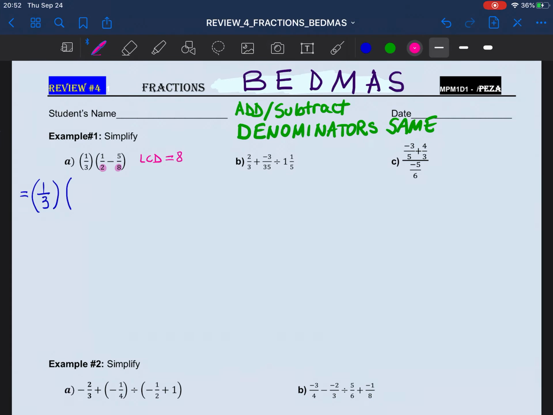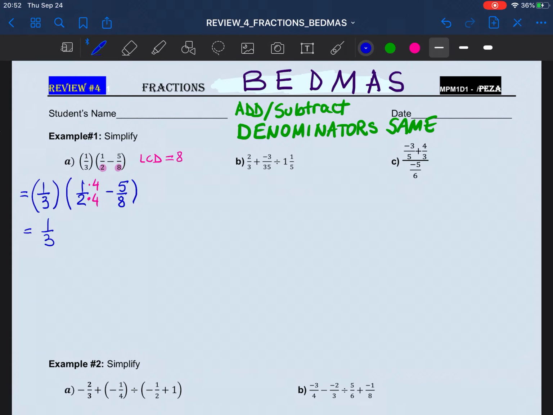Which means that we have to change 1 over 2 into a fraction with denominator 8. And in order to do this, we are going to need to multiply number 2 by 4. And since we are increasing the denominator 4 times, we must increase the numerator 4 times so we maintain the same value of the fraction. Now the other term, minus 5 over 8, doesn't need to be altered. It's because the denominator is already 8.